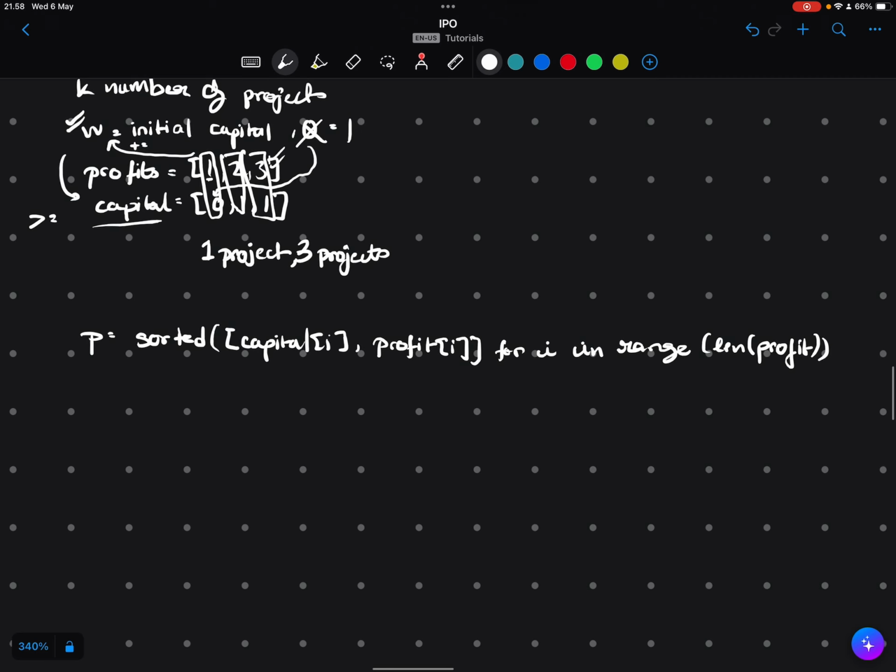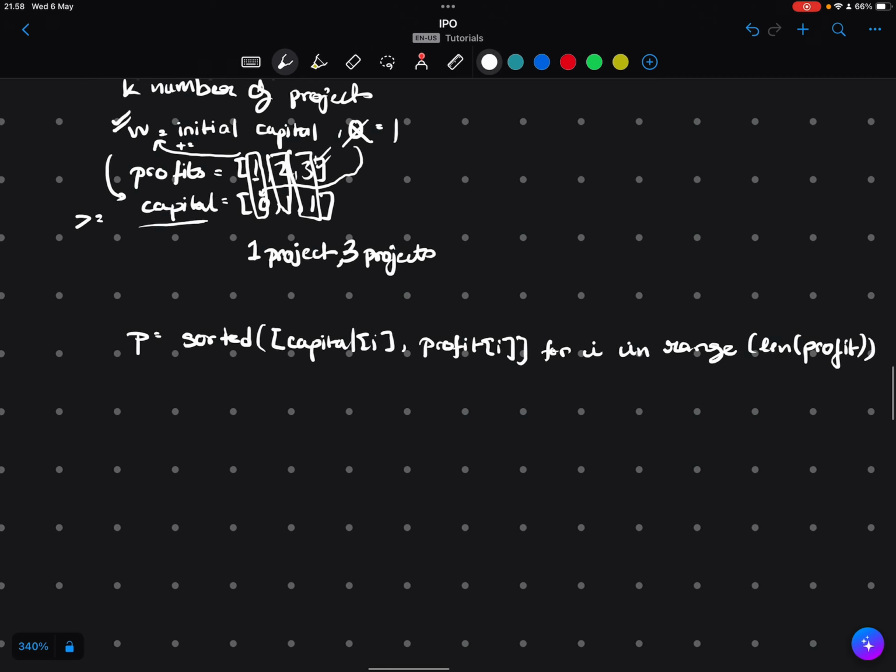Keep in mind that the two won't be out of sync. They'll give you an equal amount of profits and capital, to make an equal amount of projects. So I did that first. I did a sort on the capital, and the profit, so that we have the minimum capital at the start. After that, we don't need to care about the indexes, we don't need to return the indexes that give us the most amount of profit. All we want is the number, right? So we can sort it and get away with it essentially.